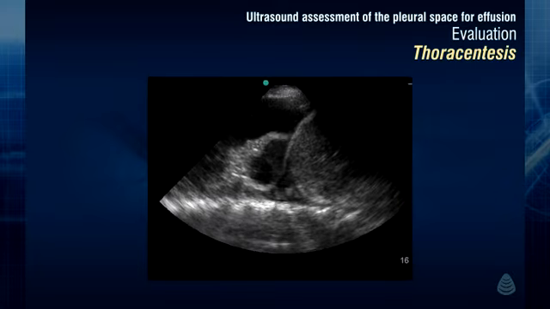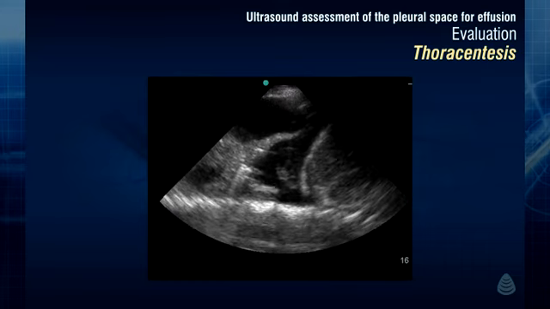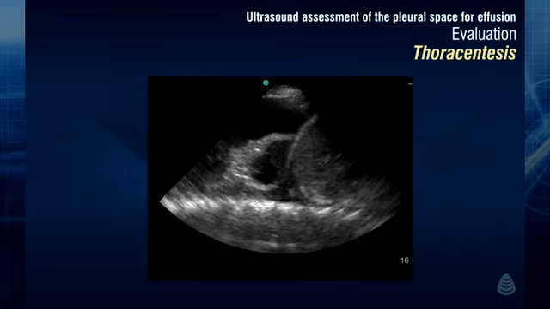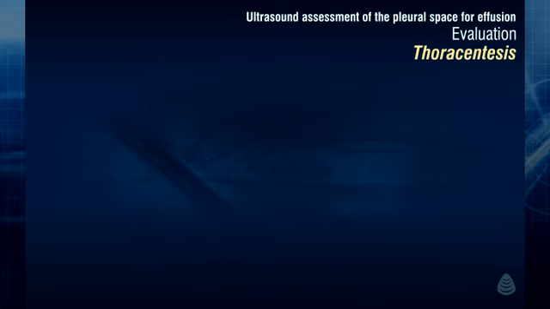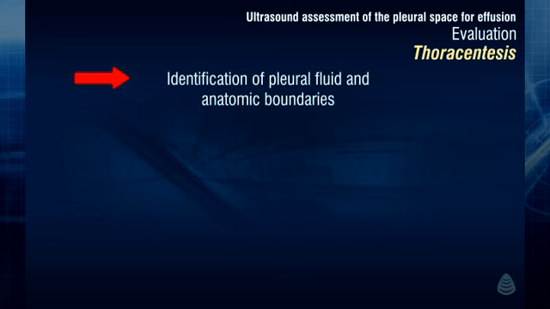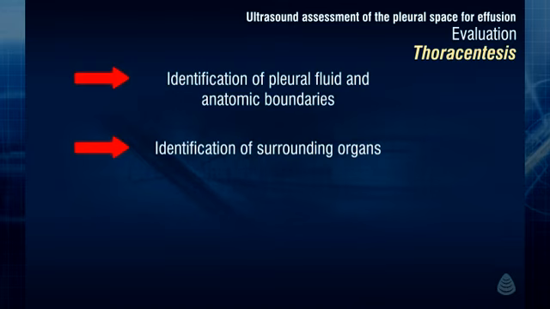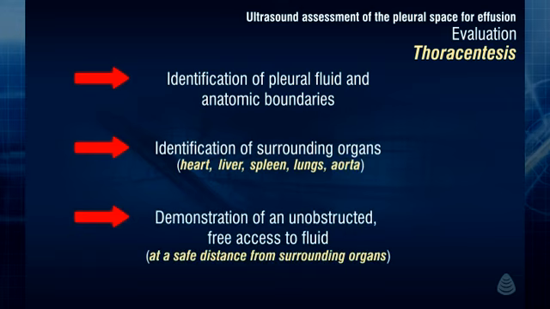We previously reviewed in detail how to assess for the presence of pleural fluid through the detection of dynamic fluid signs and detection of anatomic boundaries of a pleural effusion. When using ultrasound for the purpose of guiding potential thoracentesis, the bedside sonographer should specifically aim at identification of pleural fluid and anatomic boundaries, identification of surrounding organs, namely the heart, liver, spleen, lungs, and aorta, and finally, demonstrate an unobstructed free access to fluid at a safe distance from surrounding organs.